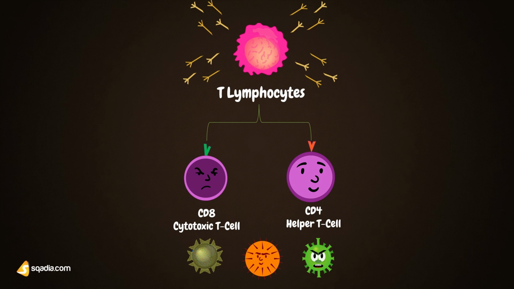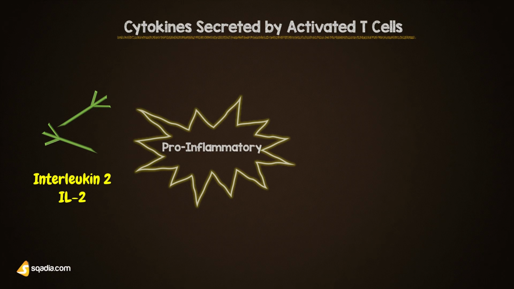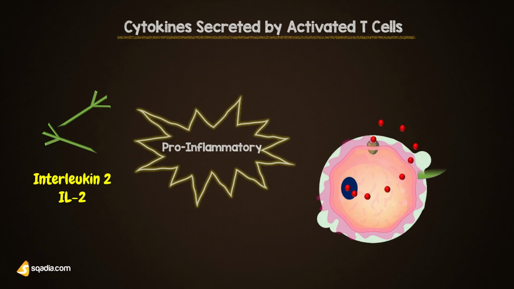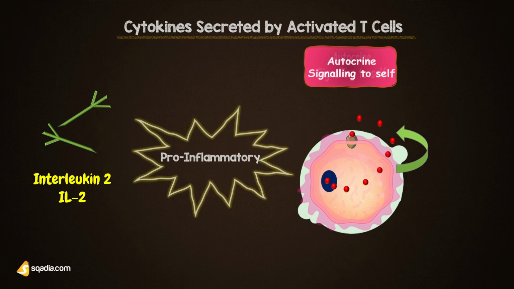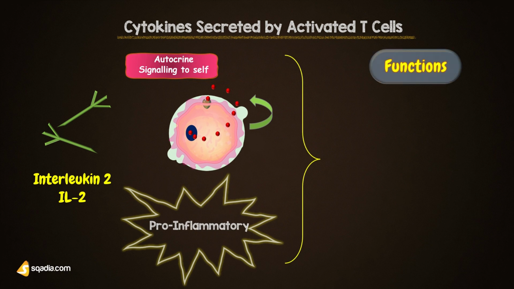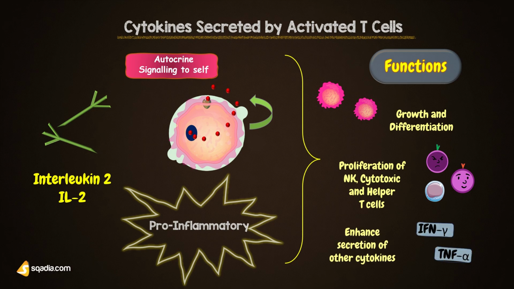So, the first cytokine that we will talk about is interleukin-2. Once T cells are activated, they secrete interleukin or IL-2. IL-2 is a potent pro-inflammatory cytokine. T lymphocytes both secrete IL-2 and express receptors for it so that they can stimulate their own proliferation. This is known as the autocrine effect. Other functions of interleukin-2 include the promotion of further growth and differentiation of activated T cells. Its effects include the proliferation of cytotoxic T lymphocytes, T helper cells, and natural killer cells, while enhancing the secretion of other cytokines, such as interferon gamma and TNF, tumor necrosis factor alpha.